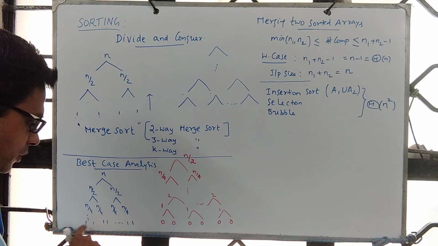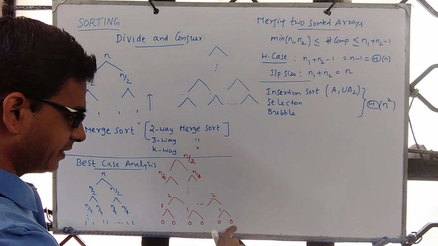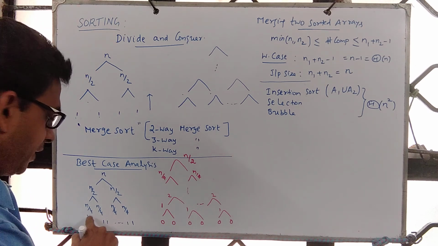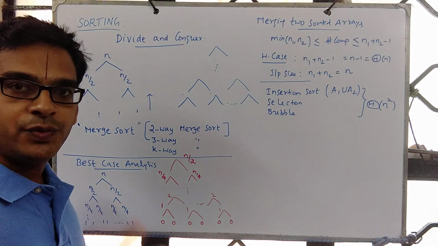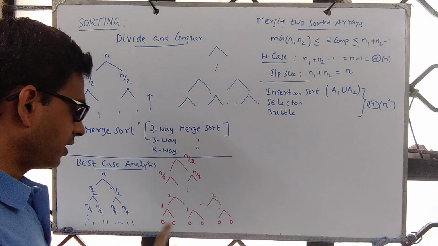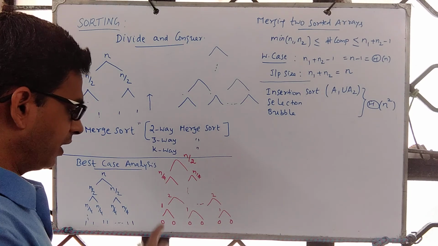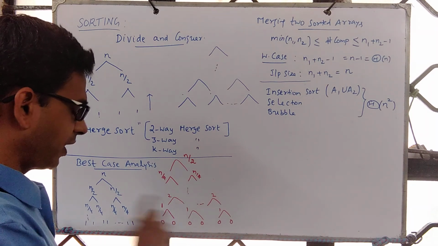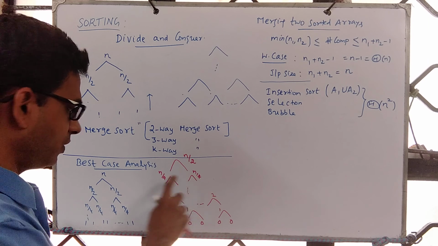So when input size is 1, 1 everywhere, we know it is already sorted, so 0 comparisons. And when you move one level up, you have two sorted arrays, each of size 1, and the cost to merge them is 1 each. Then you have two sorted arrays of size 2, and to merge them it is min of 2 comma 2, it is 2. So like that it goes.